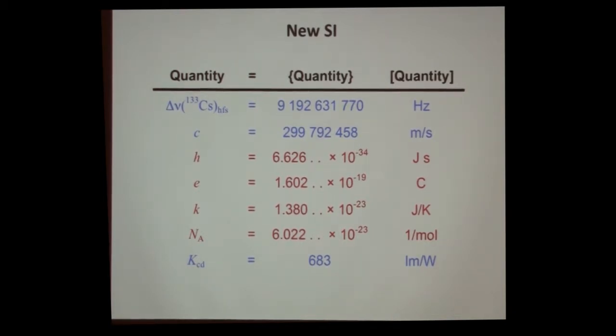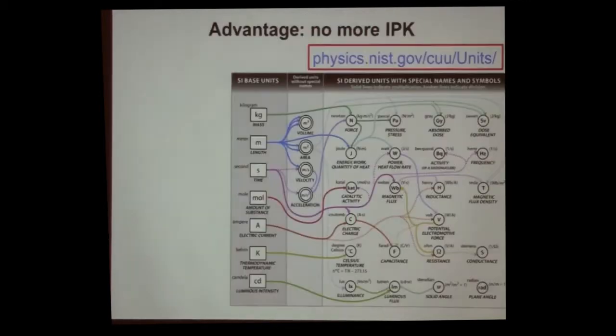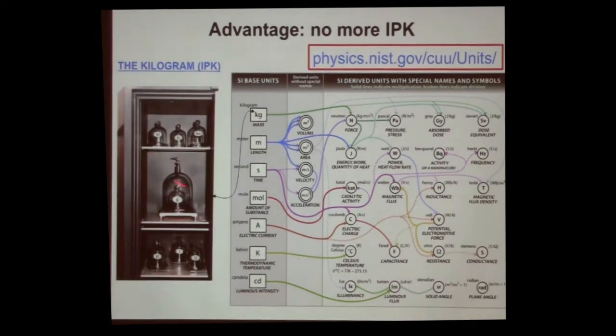There are some major advantages to going to the new SI. The first one is we do get rid of the IPK, the last remaining artifact forming the foundation of our system of units. Here's a schematic of the present SI. So you have, again, the 7 base units, and then all the derived units within the SI. So this kilogram, which is defined exactly as 1, if it changes, well, by definition, it does not. What happens is everything related to it changes, including this volt, which I'll get to, which we can measure very precisely with quantum standards. So here's the kilogram, the official IPK.